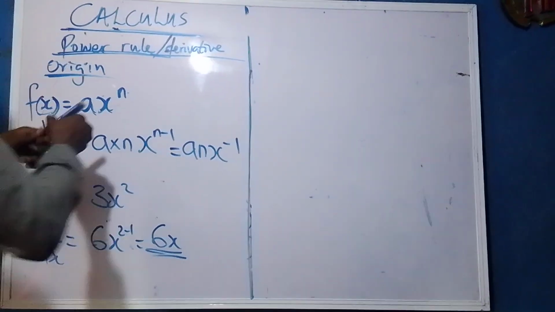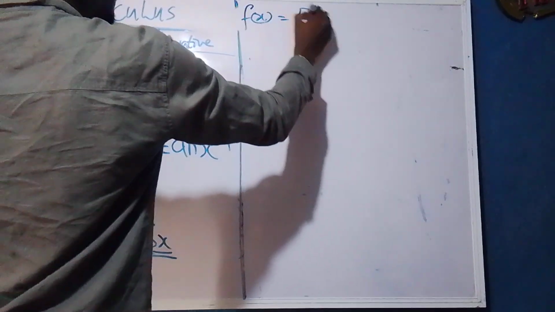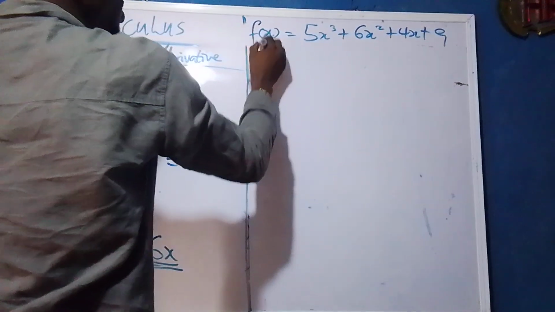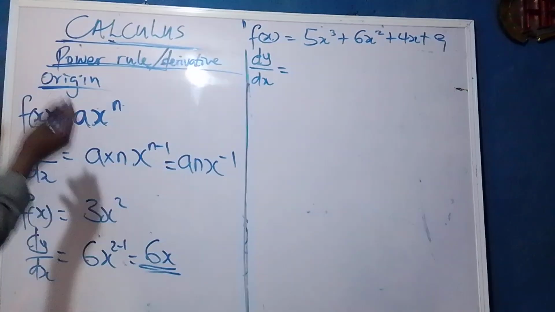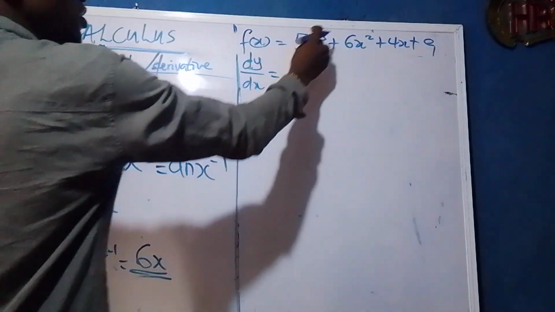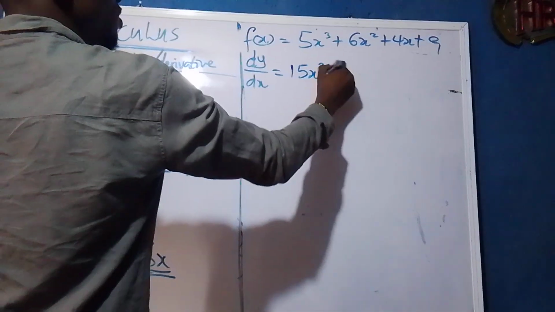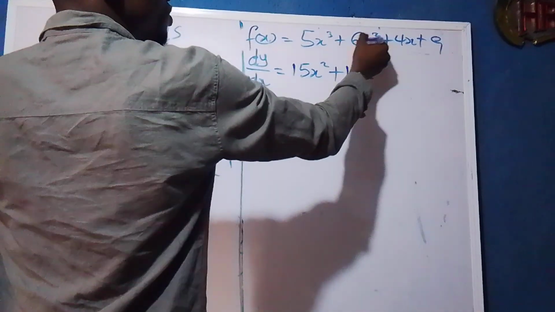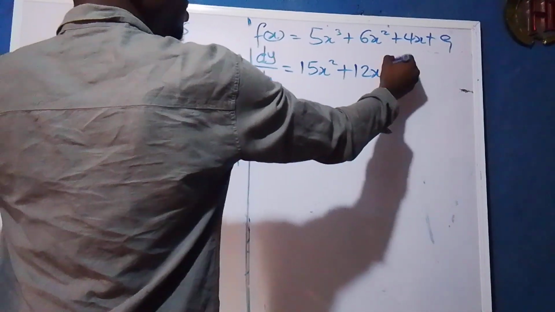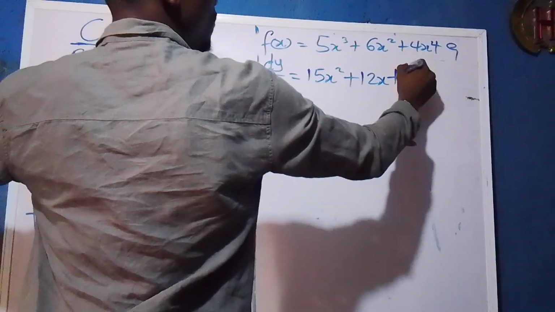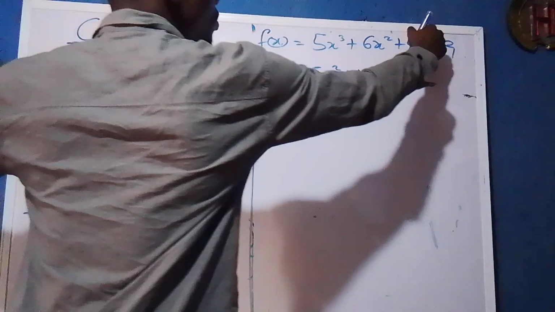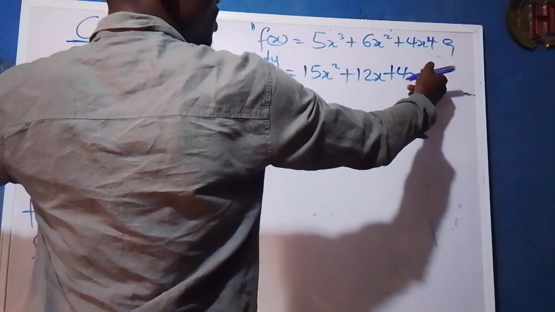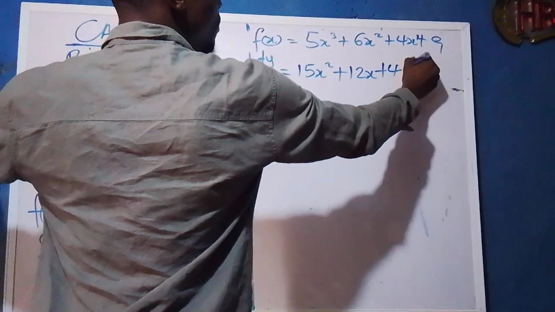So now if I have a longer function like this, let's say f of x is 5x cubed plus 6x squared plus 4x plus 9. We should find dy over dx using the power rule. So that would be 3 times 5, that's 15x squared, plus 2 times 6, that's 12x, then 1 times 4, that's 4, then x to the power 1 minus 1, which gives 0. Because anything raised to the power 0 is 1, 4 times 1 is 4.